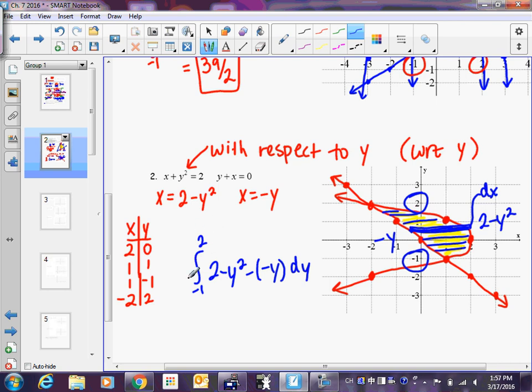I want you to really notice something here. These integral numbers are y values. The body of the integral is in terms of y. There's a dy. Everything has to do with y, including the bounds. That's where most people mess up here, is they have the wrong bounds.